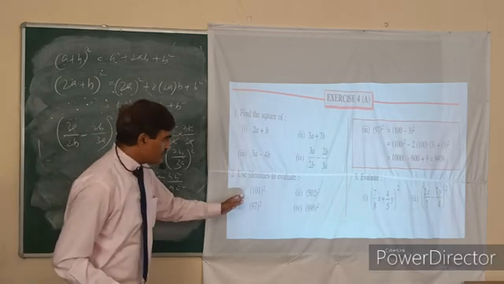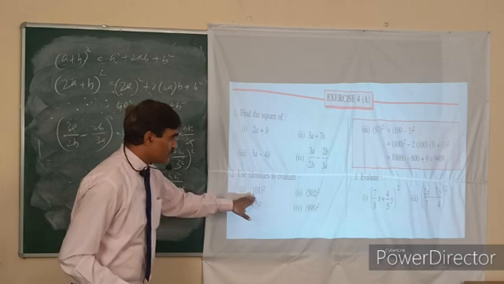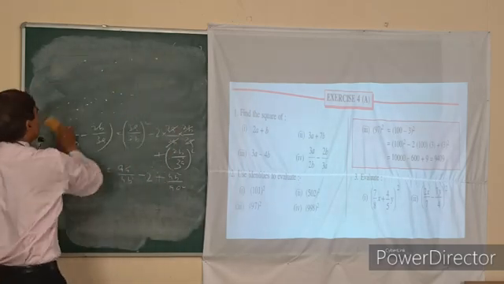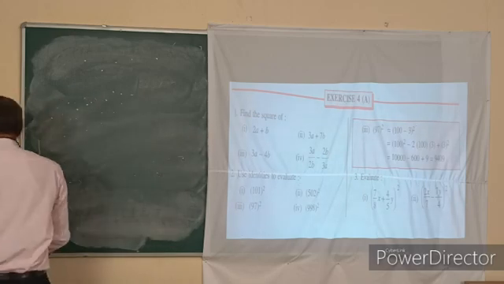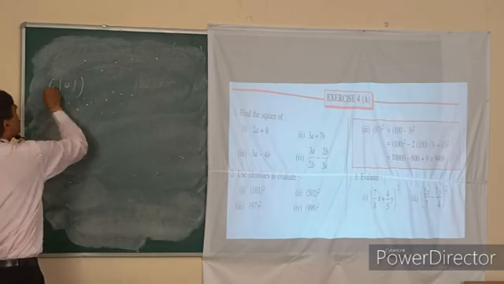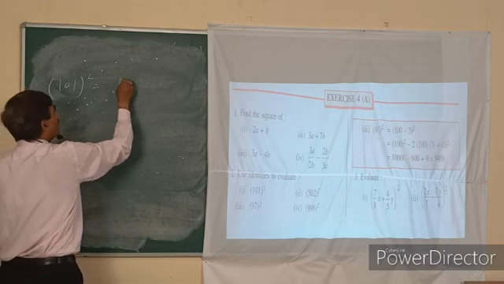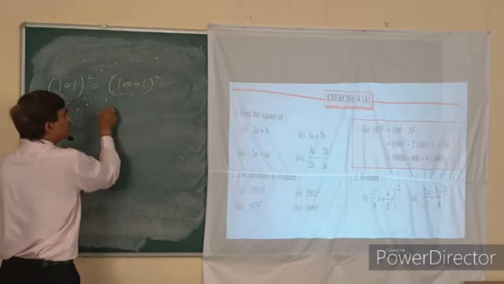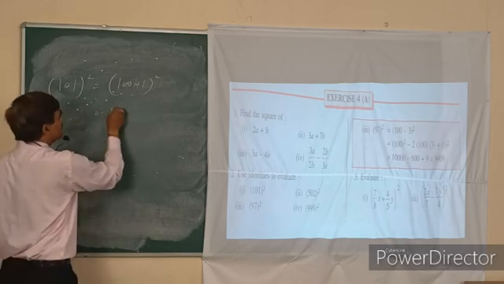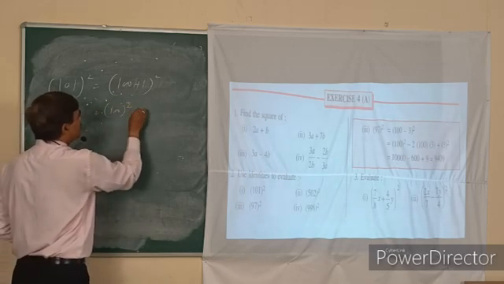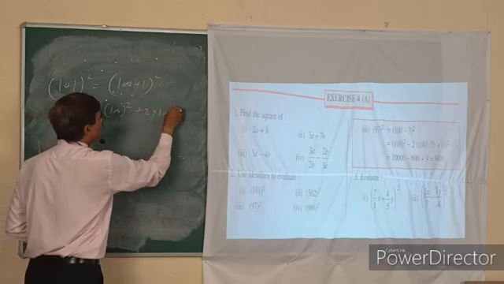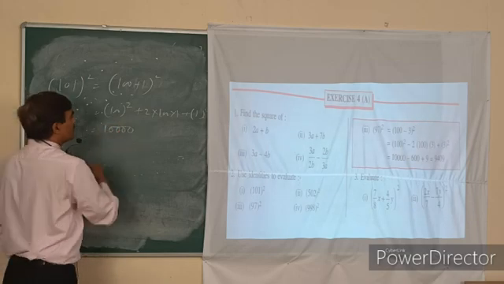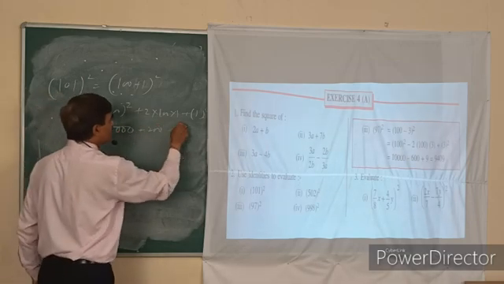Now see, suppose it is given to evaluate using identities. So if it is given 101 whole square, you have to evaluate using an identity. So what you will do, 101 whole square can be written as (100 plus 1) whole square. So now you will use the formula, that is 100 whole square plus 2 times 100 into 1 plus 1 whole square. So here you will get 10,000 plus 200 plus 1.